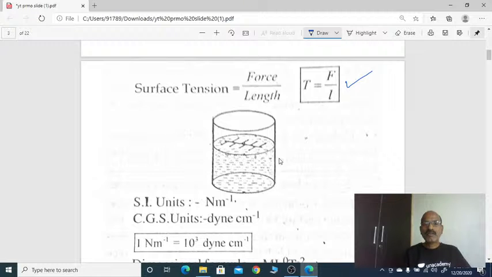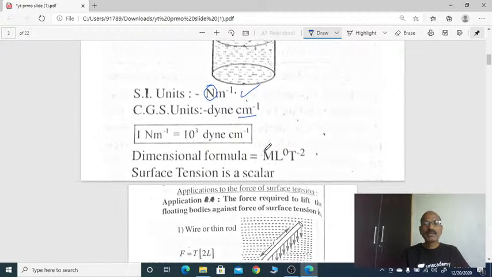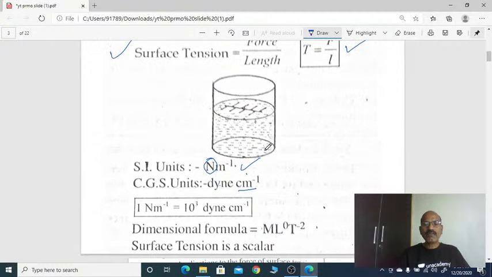See here, the surface of water behaves like a stretched membrane. The SI unit is Newton per meter. The CGS unit: Newton becomes dyne, meter becomes centimeter. So 1 Newton per meter equals 10 power 3 dyne per centimeter. So keep the surface tension formula in mind. Now the dimensional formula for surface tension is M L power 0 T power minus 2, right? Surface tension is a scalar quantity.